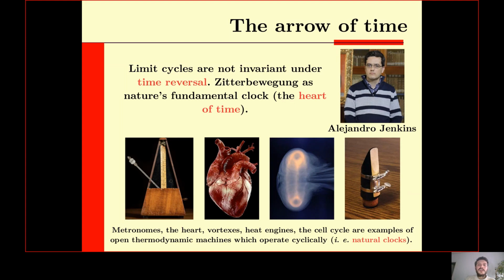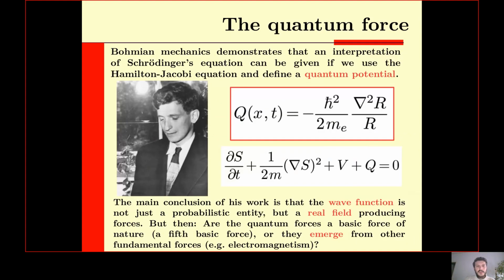So these systems all have an arrow of time, which is due to the fact that the systems are open, getting energy from the environment and releasing energy to the environment. Okay, and this is managed with their own motion.